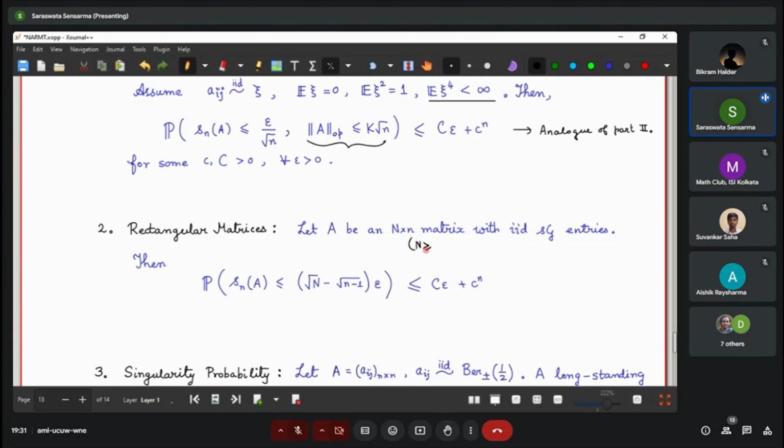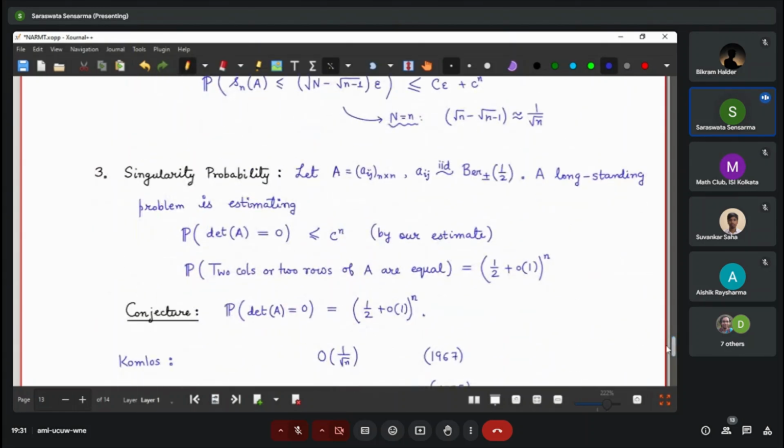We demand capital N greater than small n, because otherwise the matrices are not invertible anyway, left invertible, that is. And if we take the square case, capital N equal to small n, we see that capital N minus root of n minus 1, or small n and capital N are both the same. So let's just replace both by small n. Small n minus 1 is approximately 1 over root n. So we exactly get the bound that we got in our case.